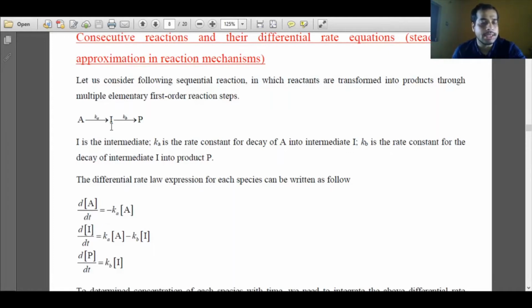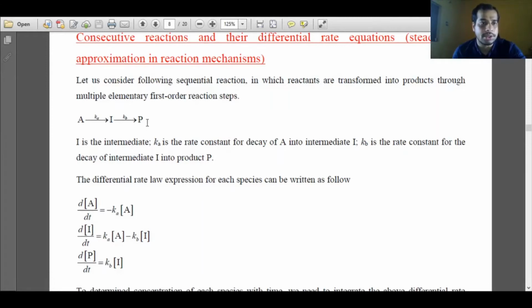Similarly, if I write the rate law expression for intermediate I, it is forming with respect to Ka and it is deteriorating with respect to Kb. So it will be a positive quantity when it is associated with Ka and a negative quantity when it is associated with Kb. So dI over dt is Ka A minus Kb I. This is the rate law expression for intermediate I.